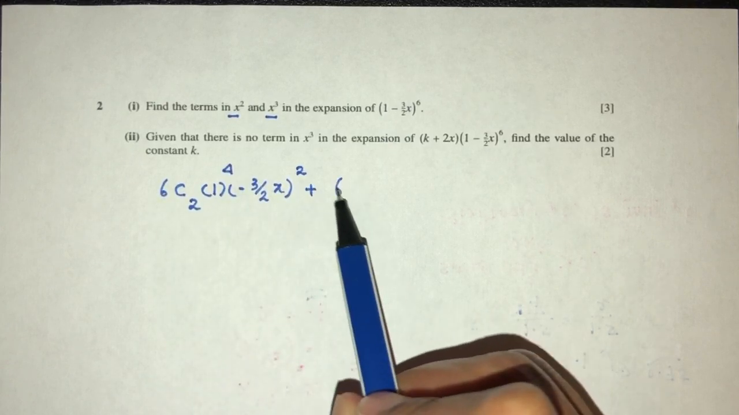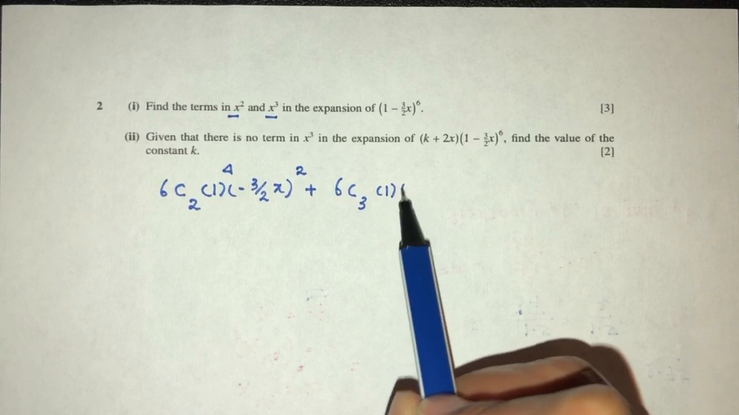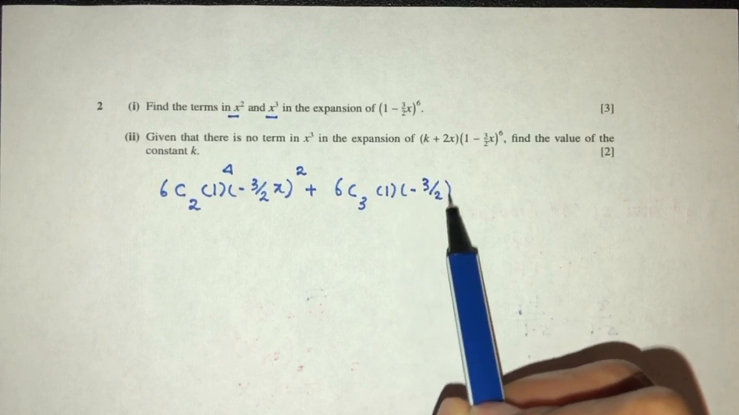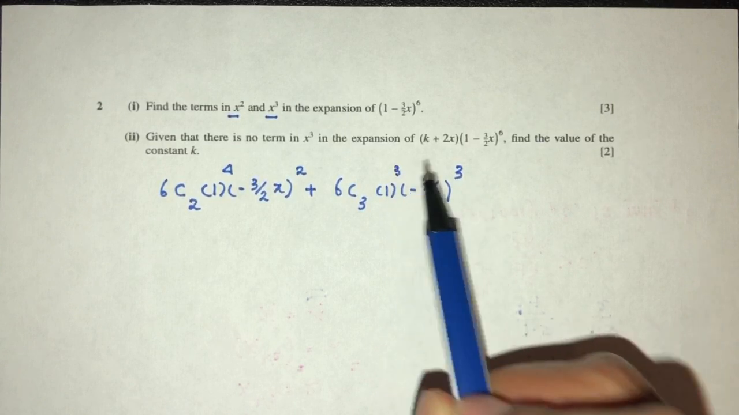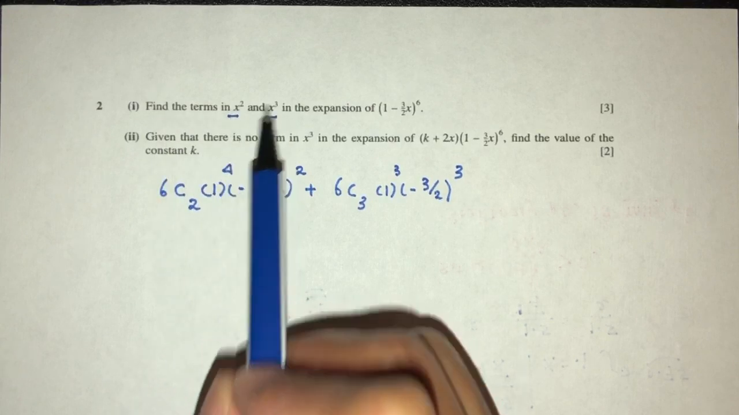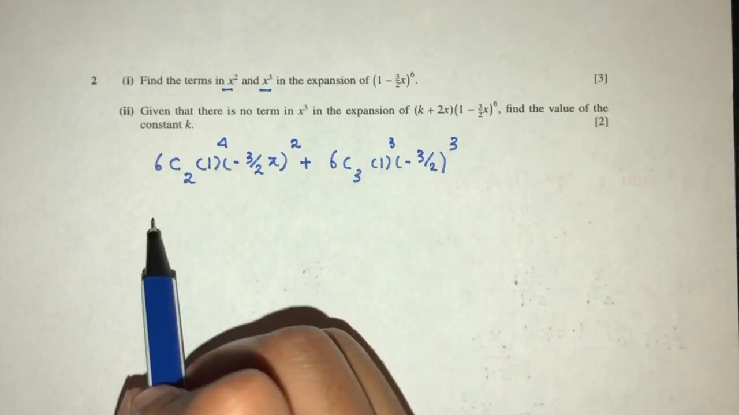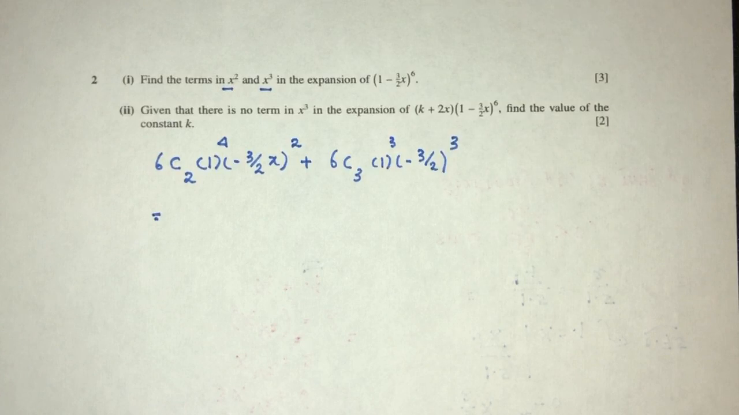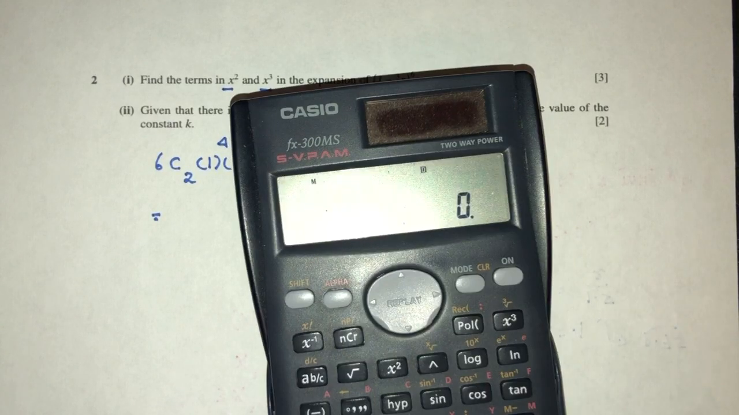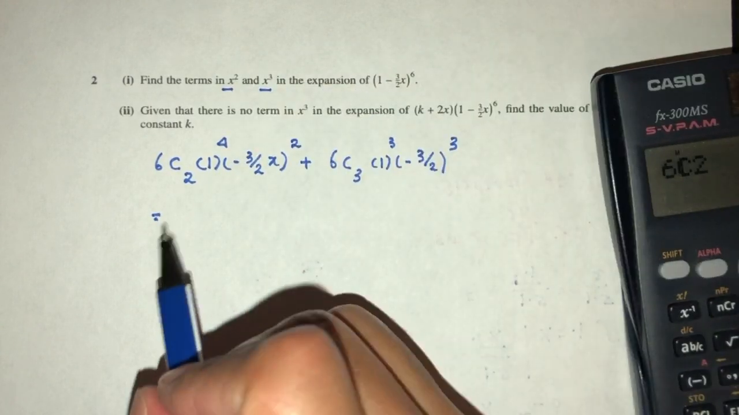And the next term will be 6 choose 3. That should be 1 and minus 3 over 2. And that will be 3 and 3. We need to find a term in this and this. So good. Let's expand and see what happens. So here we have 6 choose 2. Let's see what does that give us. That will give us 15.